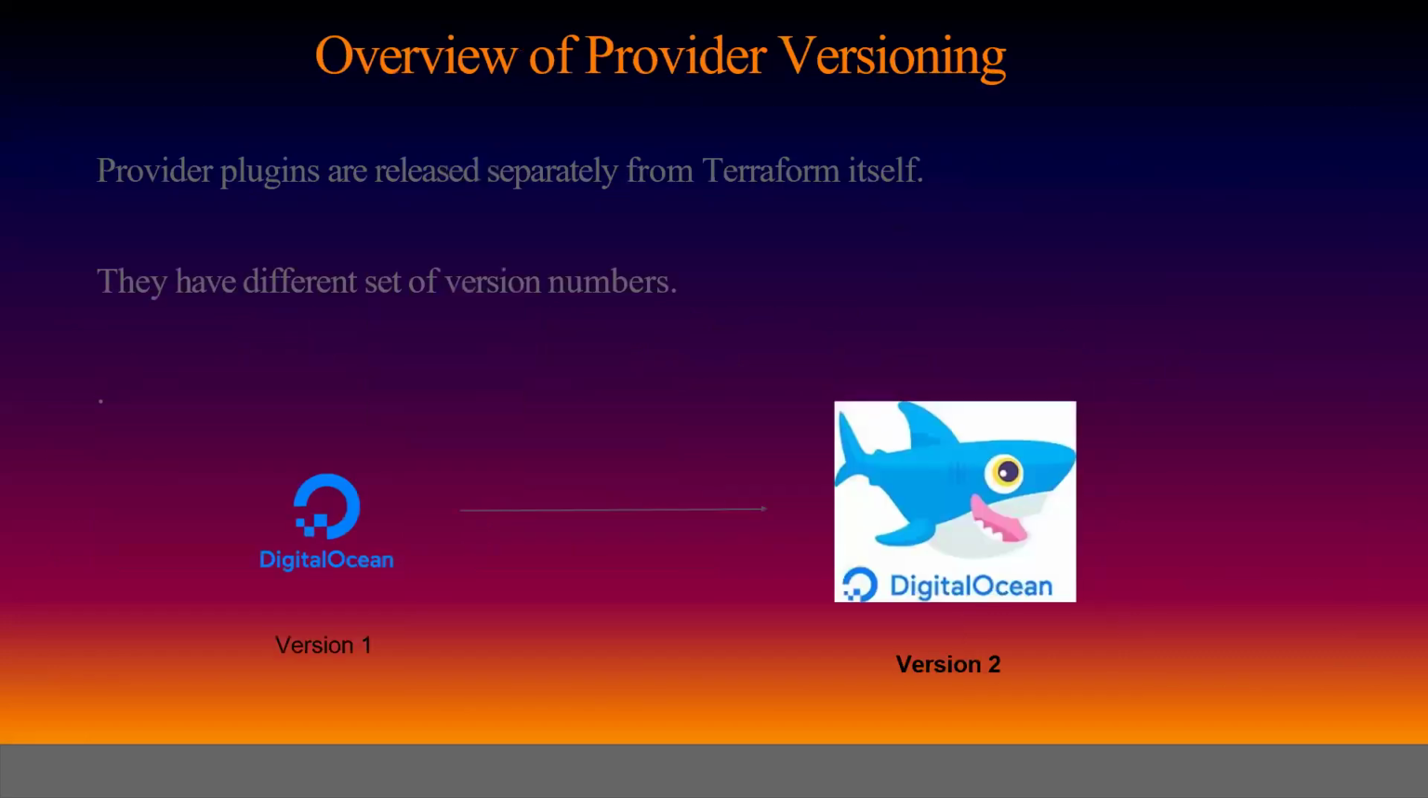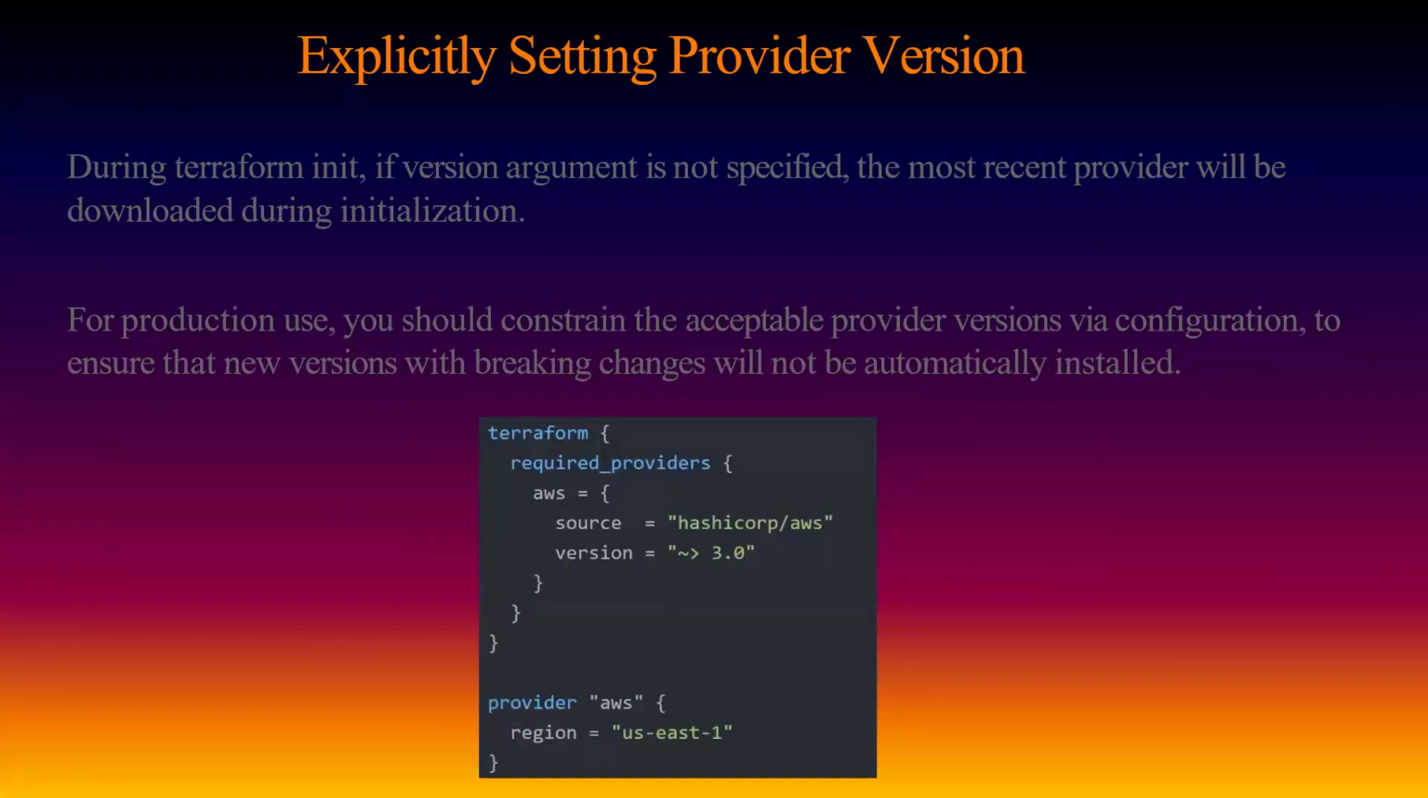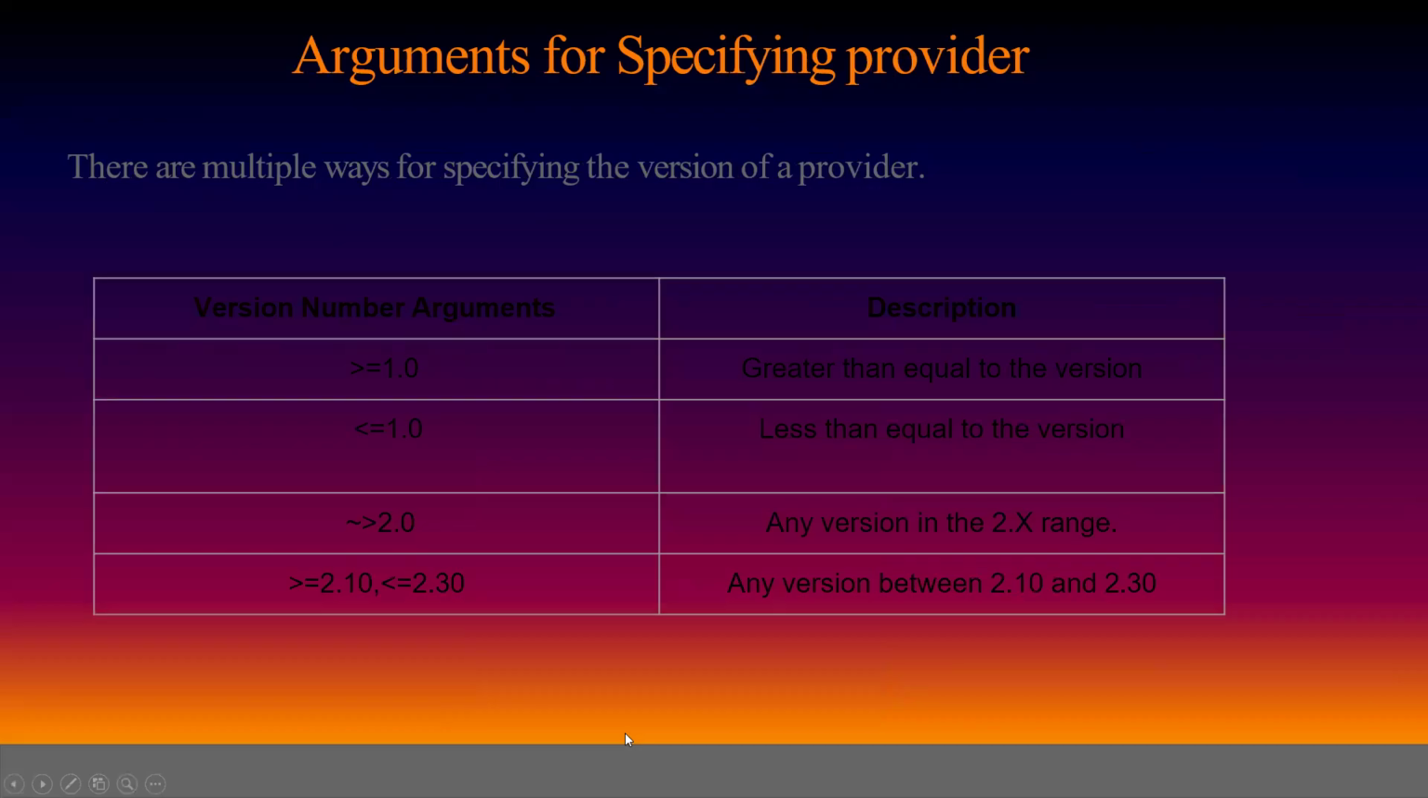So, provider versioning and provider architecture. During terraform init, if the version argument is not specified, the most recent provider will be downloaded during initialization. For production use, you should constrain the acceptable provider version via configuration to ensure that new versions with breaking changes will not be automatically installed. So that's the reason we provide the provider versions. Okay, provider information: required_providers, aws, version 3.0. So AWS is the provider, with arguments for specifying the provider. Okay, these are the providers.